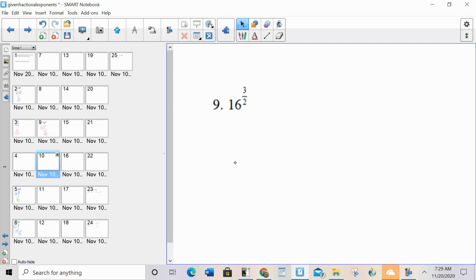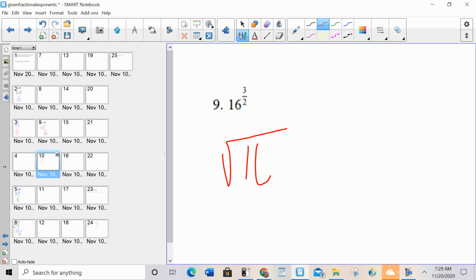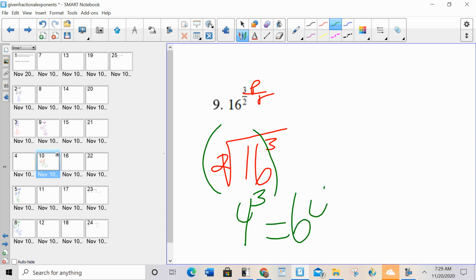Radicals are fractional exponents. So I'm going to make a radical. Whatever's being raised to the power goes inside. Power over the root. So the power is 3. The root is 2. I always start with the root. The square root of 16 is 4. I'm going to take that answer, raise it to the third power. Again, use a calculator if you need to. 64. 64 would be your answer.